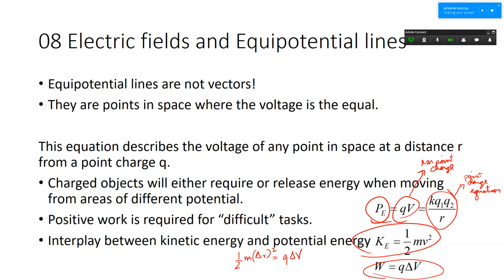You would never use it as regular Q times V, because if you were to use just V, you would assume that your final potential is zero. Kind of like when we did gravitational potential energy, we use mgh, not mg delta h. But in reality, it's mg delta h.